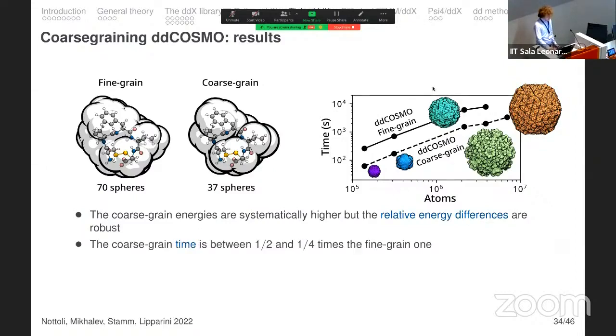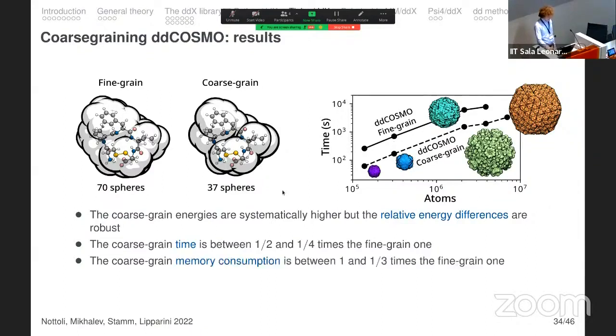The time is roughly 50% of the fine-grained one, or 25% of it, and the memory is between the same and as low as 1/3 of the fine-grained one.